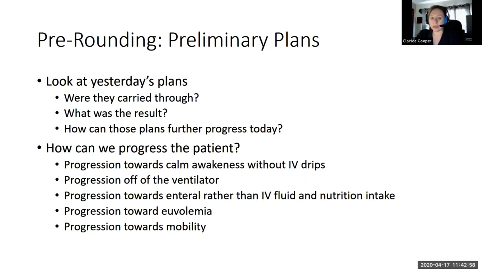We want them more awake. We want them off the ventilator. We want them taking enteral nutrition, euvolemic and moving. So think about all the ways that you can move the patient towards these goals, because these are the things that will get them out of your ICU.